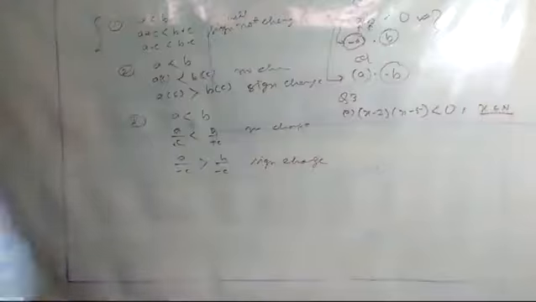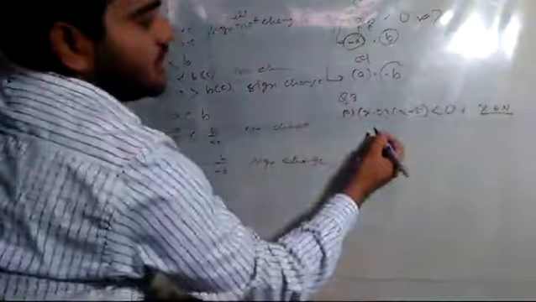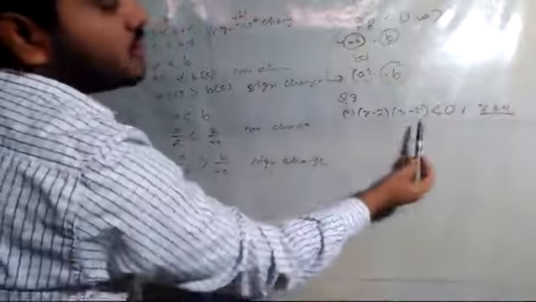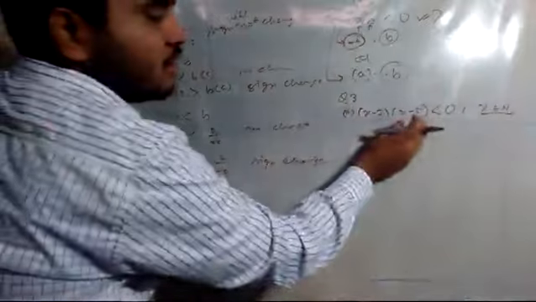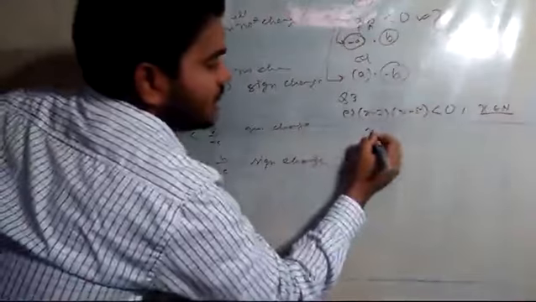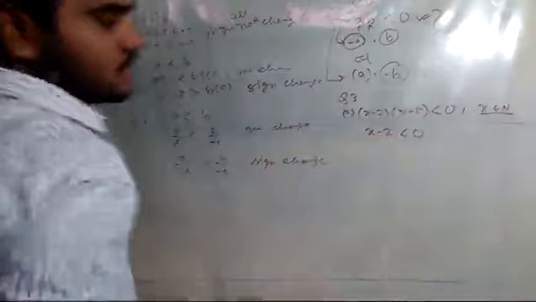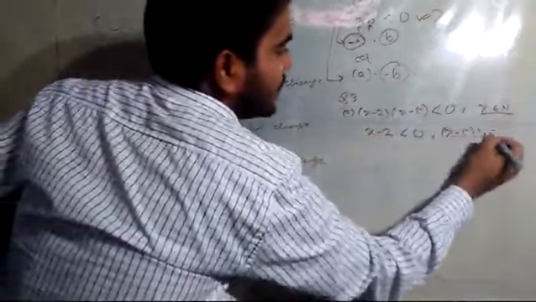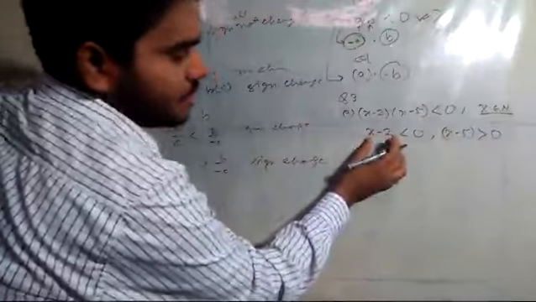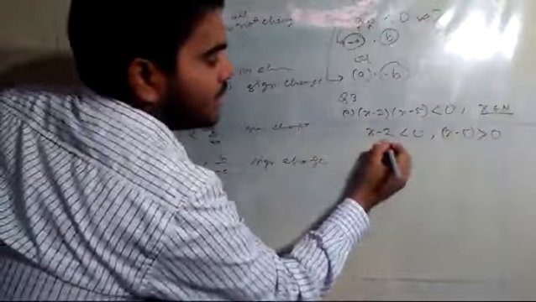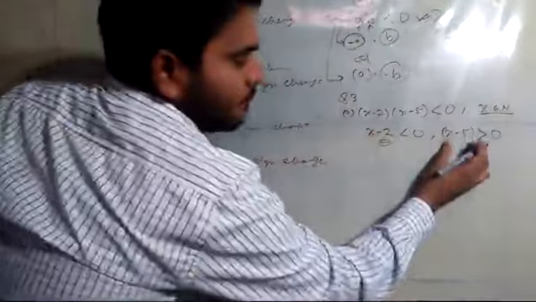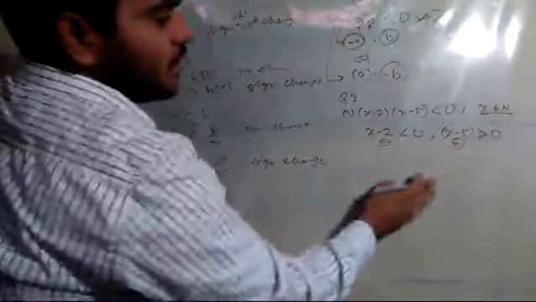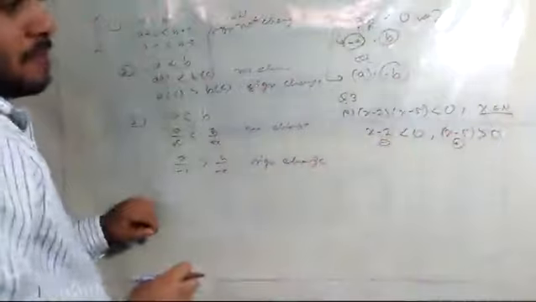X belongs to our natural number. Now how do we find here? One thing I told, either the first number will be less than 0 and the other number greater than 0, or this will be greater than 0 and this will be less than 0. So x minus 2 will be either less than 0 and x minus 5 should be greater than 0. That means this whole number should be negative, and this whole number value should be positive. Then only, this will be negative.